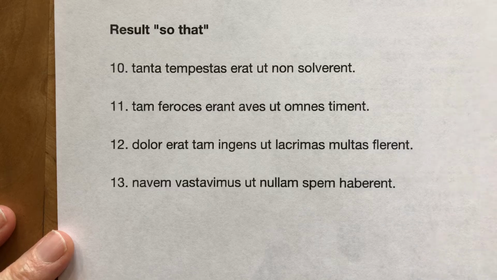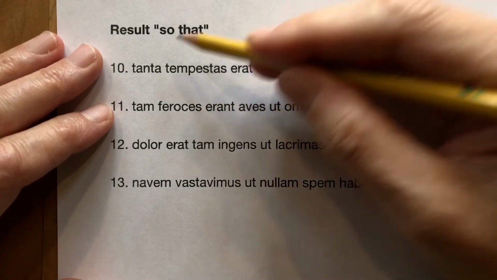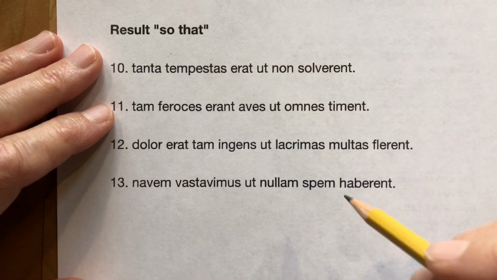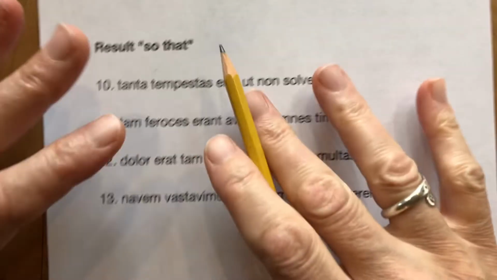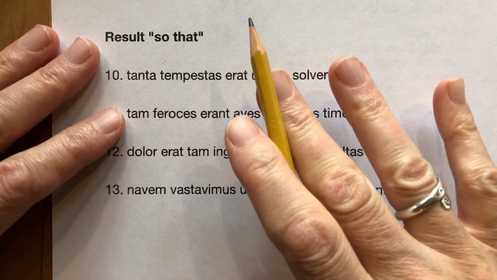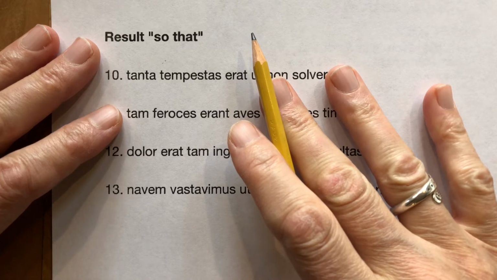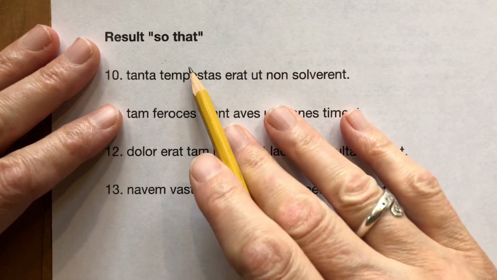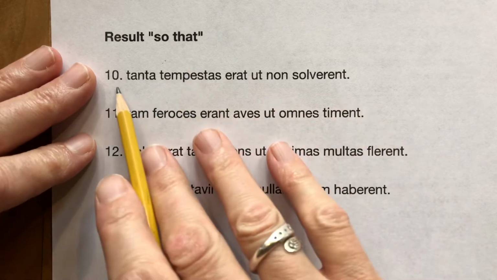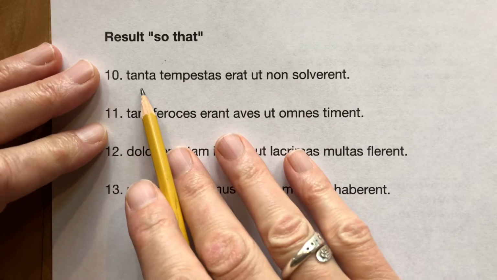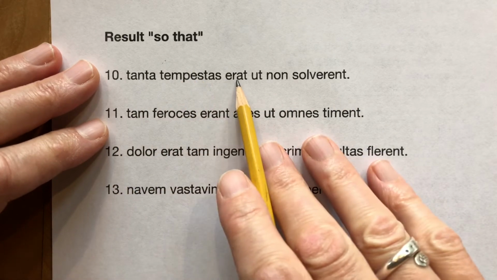We're moving on to result clauses. So result is a little different from purpose. It really is the difference between having a purpose that you're aiming for and having something be the result of the action of the main verb. For example, number 10, Tanta tempestas erat.